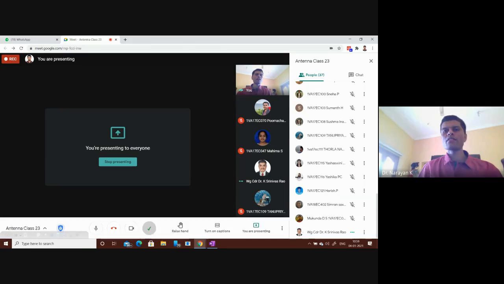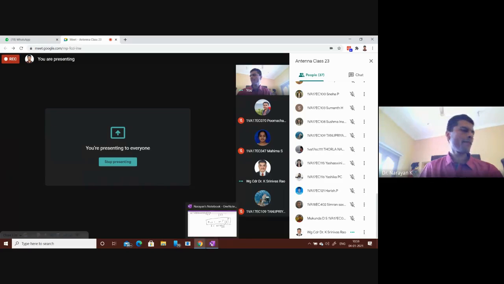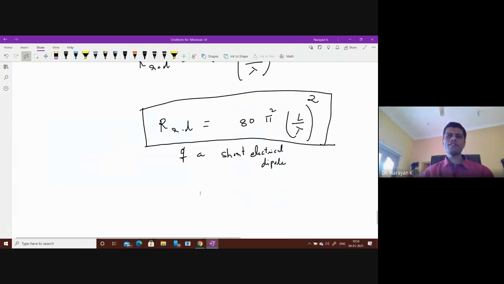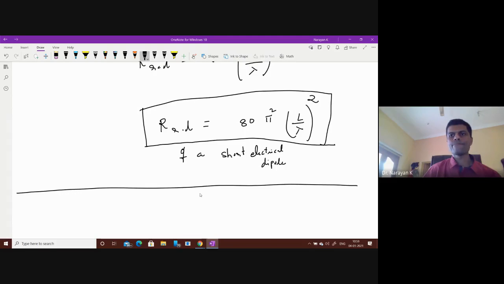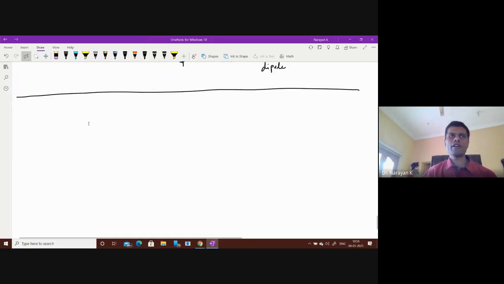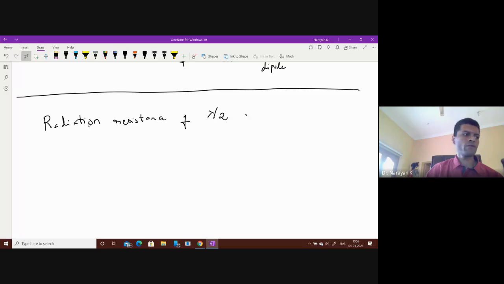Okay, anything you would like to ask? Fine. So if this radiation resistance you have understood, next I will quickly try to do one more derivation. Please write down: radiation resistance of lambda by 2 dipole antenna.